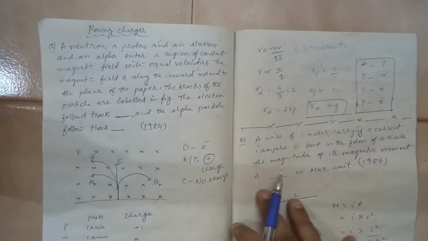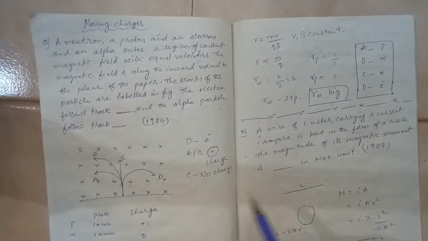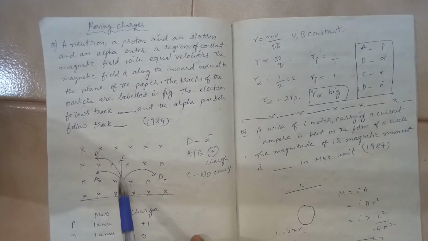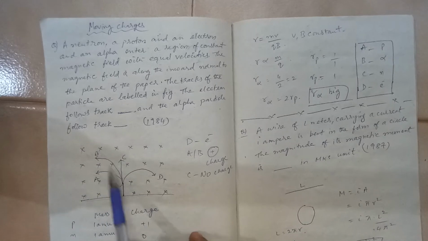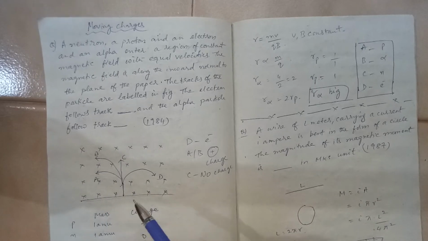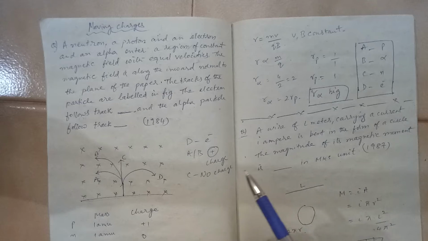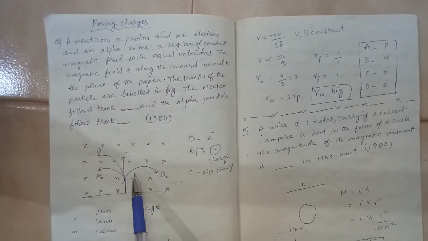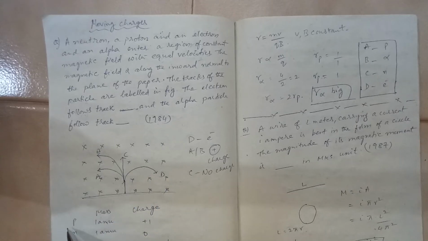Now basically a magnetic field is given, and this is the movement of the particles. Four paths are shown, and an electron, neutron, proton and an alpha particle are given. Now we have to identify which path belongs to which particle.